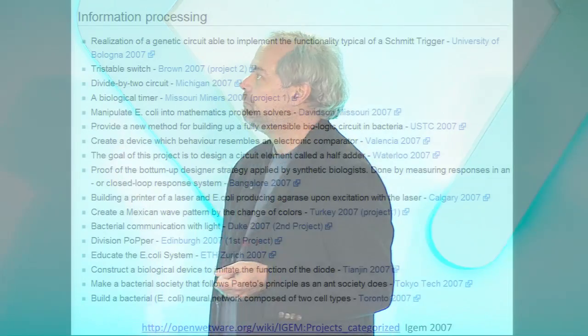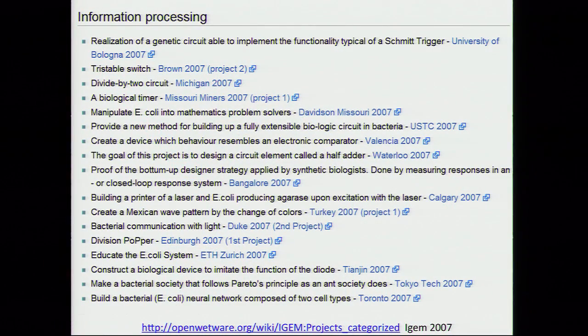And as you're thinking of the consequences of this stuff, here's 2007, and by 2007 at iGEM, you're already beginning to have this Venn diagram overlap between electronics and biology. So you're beginning to build, you know, divide by two circuits and switches and print laser construction and wave patterns, you know, all the stuff that you used to do in Tripoli.